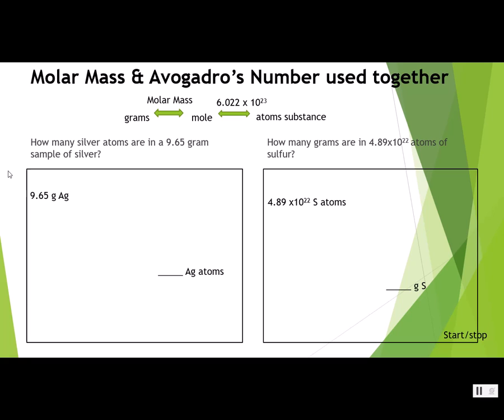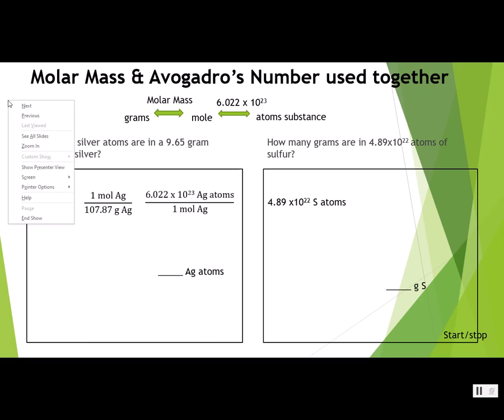For this first example, I have 9.65 grams of silver. I'm looking for silver atoms. I'm at grams. I've got to get to atoms. First thing I need to do is go from grams to moles. So I'm going to use the molar mass of silver, which I get from the periodic table. But I need to put that little multiplication sign there. So my grams of silver cancel out. I'm left with moles in my numerator.